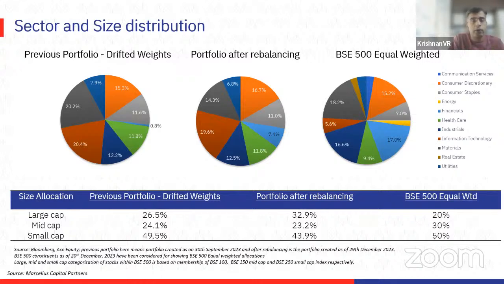You can see that after the rebalancing, the portfolio allocation to large caps has increased to 33%, and to small caps it has now decreased to 44% from 50%, right? So almost a 7% increase in your large cap allocation, which is basically at the expense of the small cap allocation. The small cap is going down and large cap is going up.